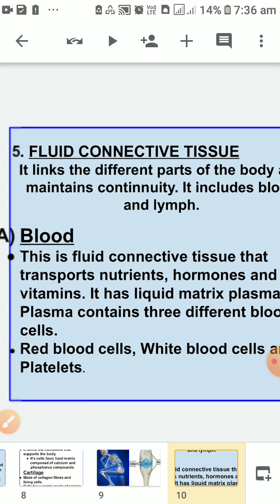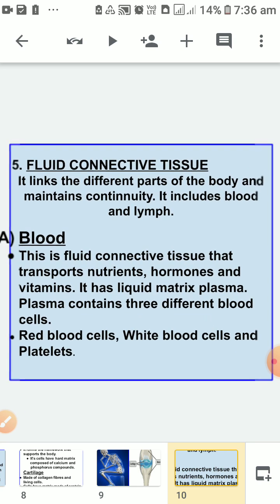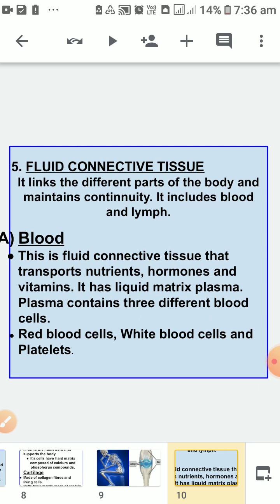Now the next type of connective tissue is fluid connective tissue. It links the different parts of the body and maintains continuity. It includes blood and lymph. Blood is a fluid connective tissue that transports nutrients, hormones and vitamins. It has a liquid matrix called plasma. Plasma contains 3 different blood cells: red blood cells, white blood cells and platelets.